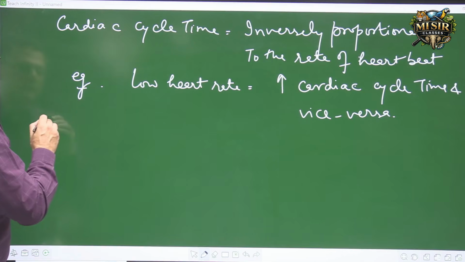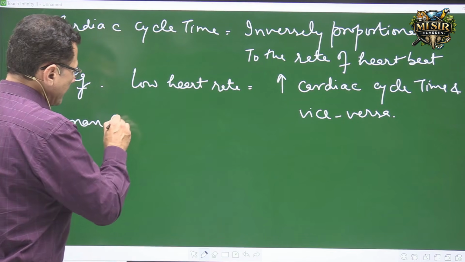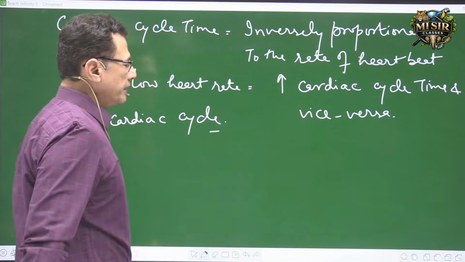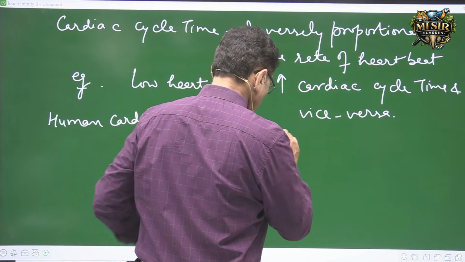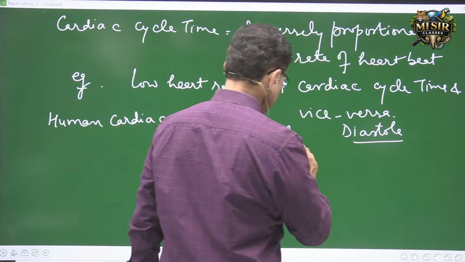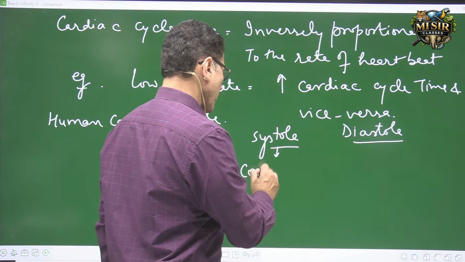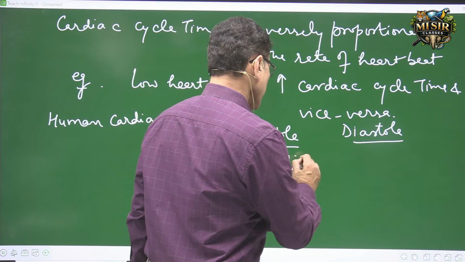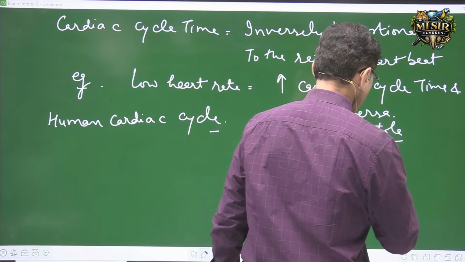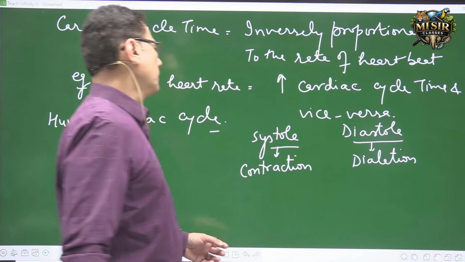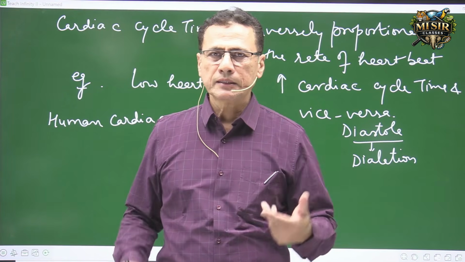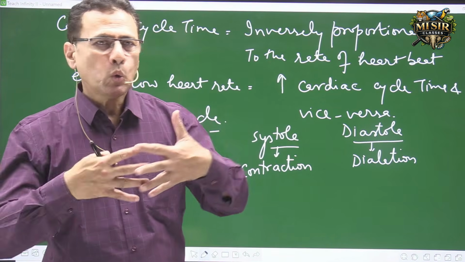Now we study here the human cardiac cycle. There are two events. One is systole, another is diastole. Systole means contraction of heart muscle, and diastole is dilation of the heart muscles. There are 4 chambers in our heart, 2 atria and 2 ventricles. The events go cyclically. Some of the events are overlapped.